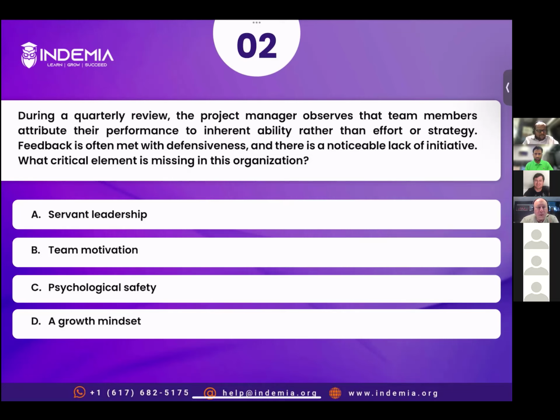All right. Basma, you have chosen option C. Yes, and that's because they have defensiveness, and that's a lack of confidence, lack of safety.